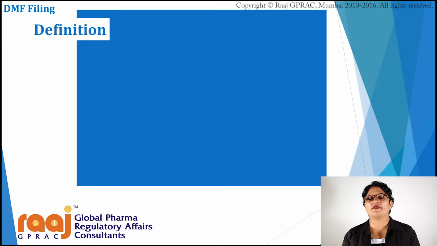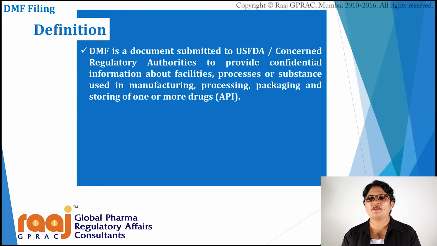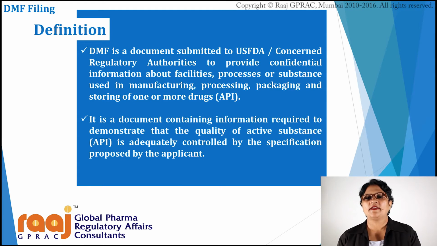So what is the definition of DMF? DMF is a document submitted to US FDA, concerned regulatory authorities, to provide confidential information about facilities, processes or substance used in the manufacturing, processing, packaging and storing of one or more drugs. It is a document containing information required to demonstrate that the quality of active substance is adequately controlled by the specification proposed by the applicant.